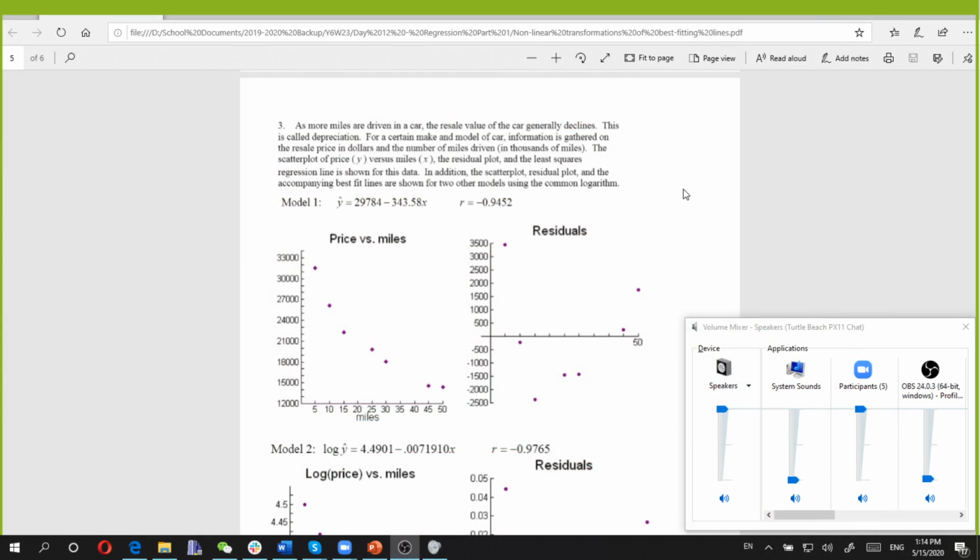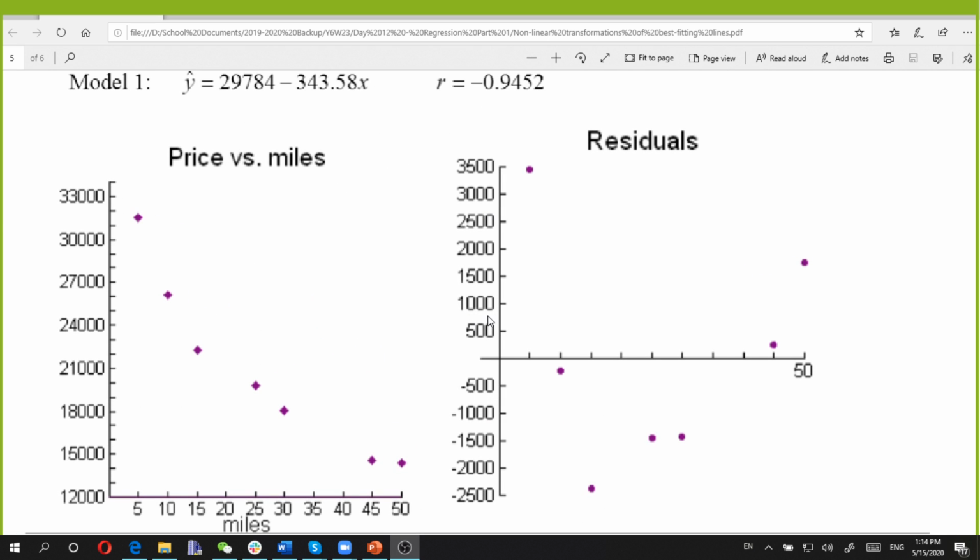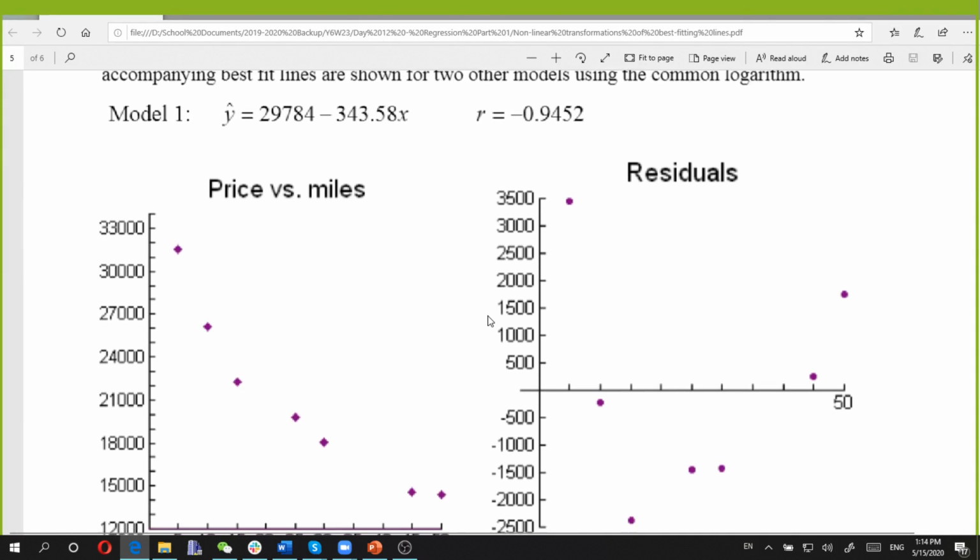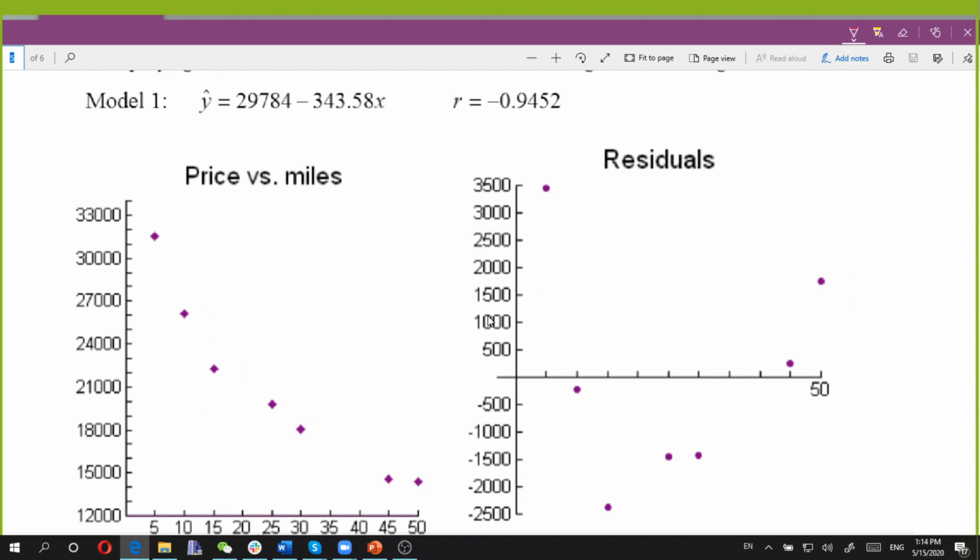Okay. And I also need to talk about residuals. Residuals are a measure of how much error we have in a model. So if I made my best fitting line for this a linear function, it actually looks something more like this. The difference between the observed value and the expected value is what's called my residual.